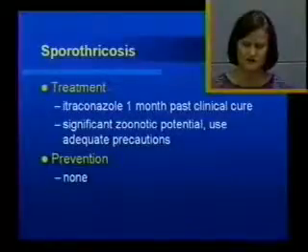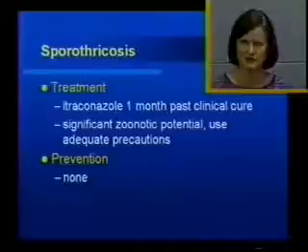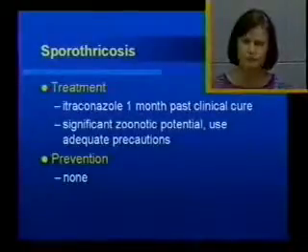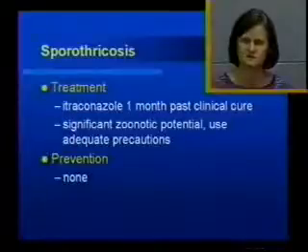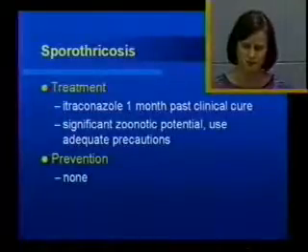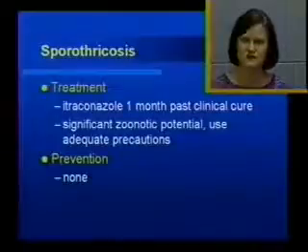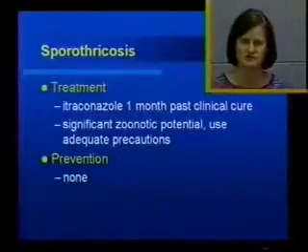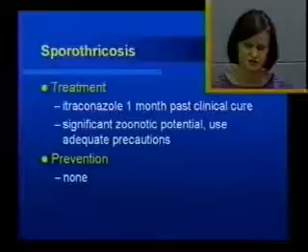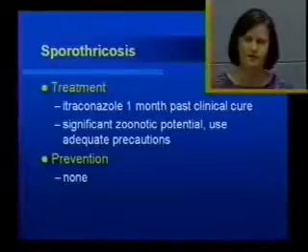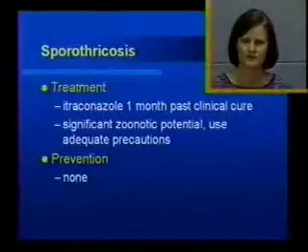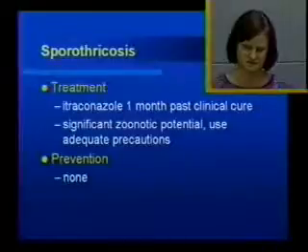Treatment is with itraconazole for 1 month past a clinical cure, and this is usually our recommendation for the treatment of fungal diseases. We treat until clinical signs have been gone for at least a month. There is significant zoonotic potential with this agent, so make sure that everybody's using adequate precautions not to be directly exposed to the exudates of the cat. And then there are no specific preventives except keeping cats indoors.